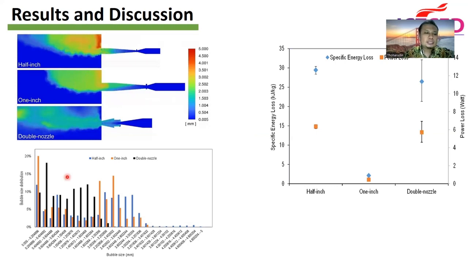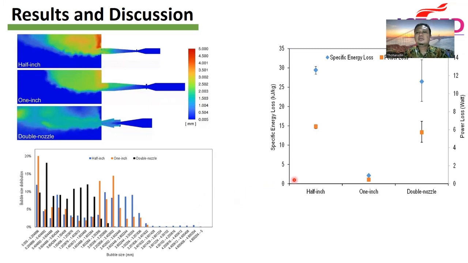And then it is the bubble size distribution here. We can observe that the double nozzle Venturi bubble generator has a very narrow bubble size distribution, from 0.005 millimeter or 5 micrometer to 2.2 millimeter. It is not comparable with the other Venturi bubble generators that distribute up to 3.4 millimeter for the half-inch and up to 5 millimeter for the 1-inch Venturi bubble generator.